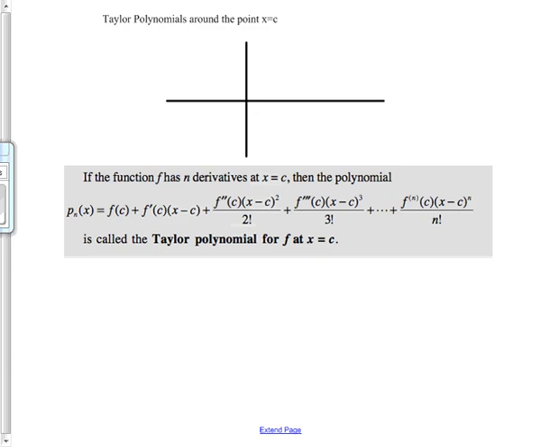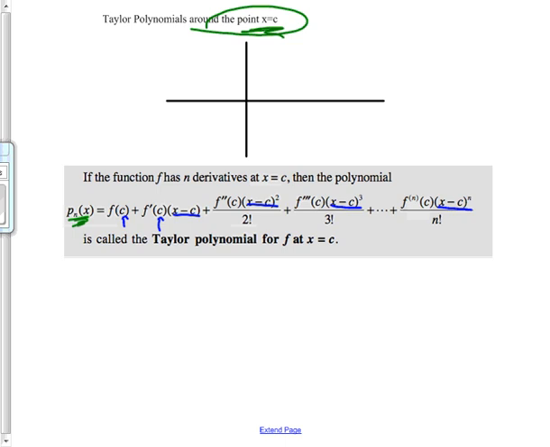To approximate around any point x equals c, it's a very simple transition. All we need to do here is add in a shift. The polynomial function looks exactly the same, except that instead of f of 0, we're looking at f of c, and instead of x and x squared and x cubed and x to the 4th, we have to shift those powers over accordingly. So a very easy change.